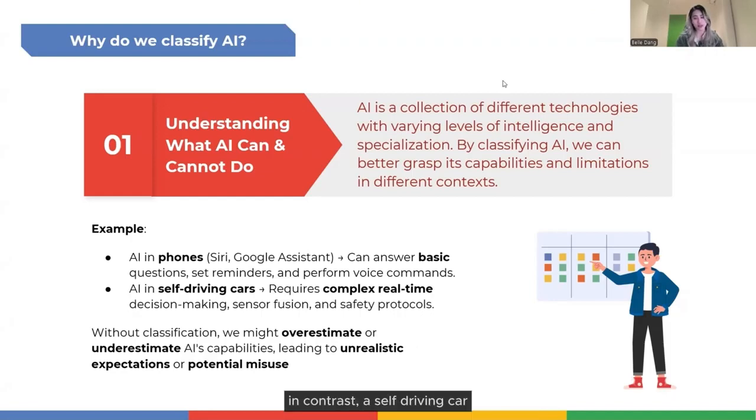In contrast, a self-driving car must process a vast amount of data in real time to make life-critical decisions, like when to turn and when to stop. One wrong move could be fatal. For example, turning right when it's not supposed to, or failing to stop in time at a traffic light and adhere to traffic rules. By classifying these systems, we avoid the pitfalls of overestimating a tool's abilities. It helps us to use the right tools for the right job, ensuring that we don't inadvertently misuse technology that isn't designed for a certain task.